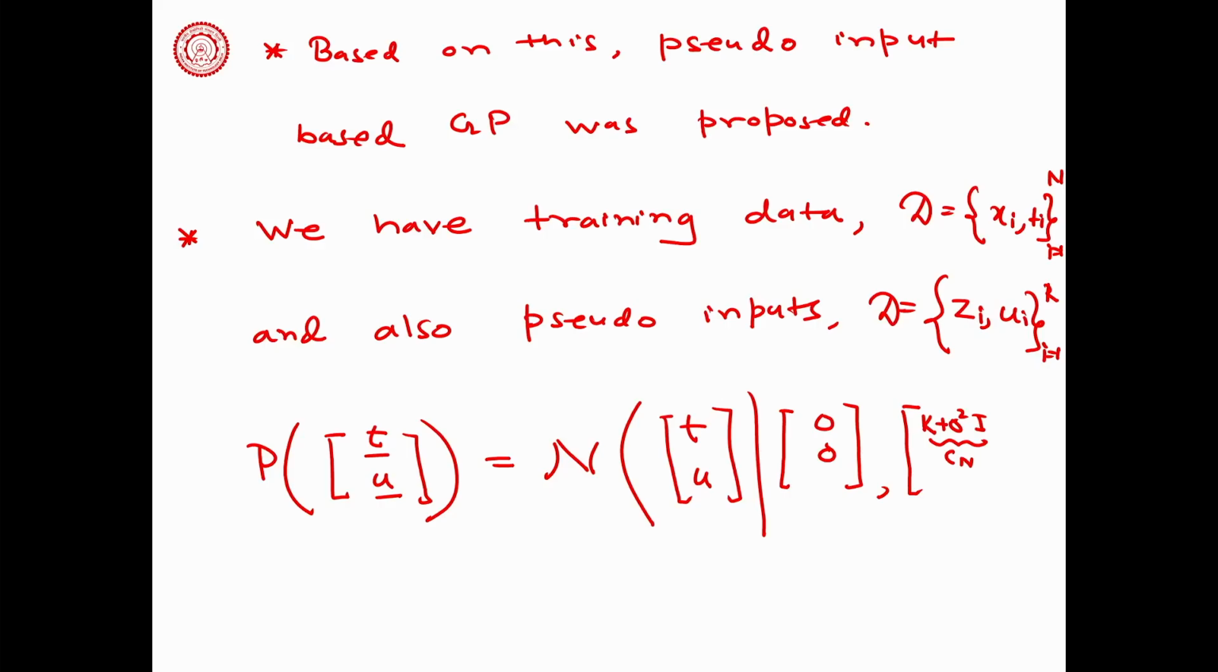The covariance between t and u. So, actually not t and u, it will be K_tu, but between x and z. Between x and z, but we will write it as K_tu. Then here K_tu transpose.